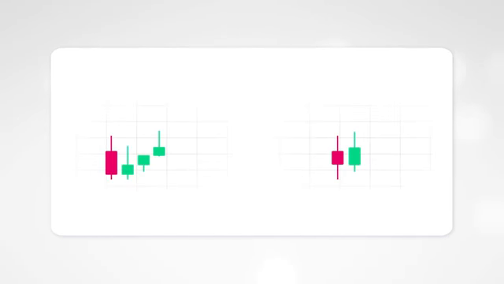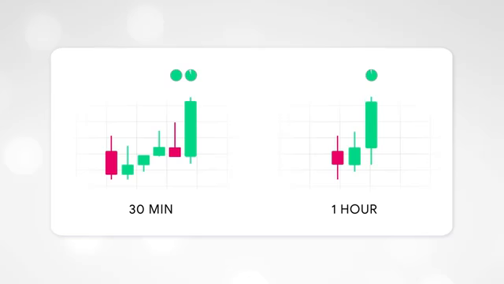For example, we see two identical charts, one with a time frame of 30 minutes, another of 1 hour. Two half-hour candles will be formed in 1 hour on the half-hour chart, while on the 1 hour chart a single candle is formed, which consists of two half-hour candles.